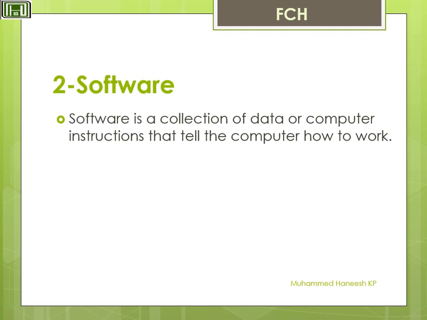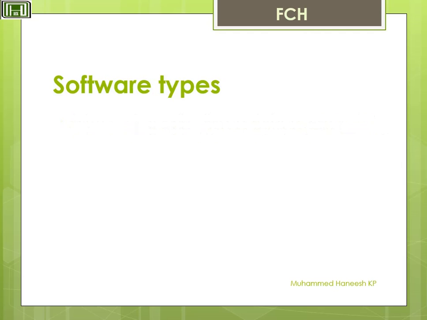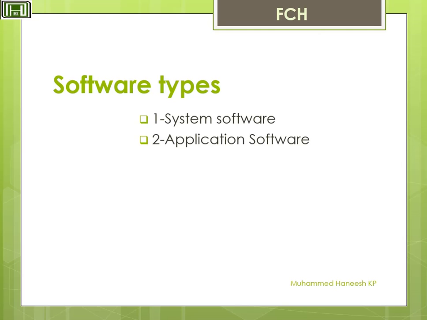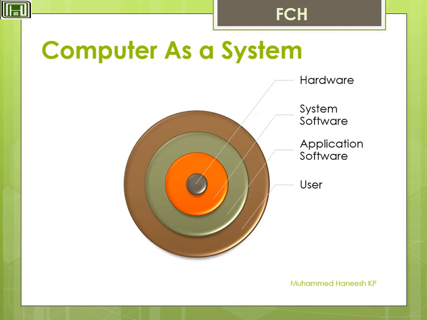Moving to the software, it is a collection of data or computer instructions that tell the computer how to work. It is a collection of programs containing a set of instructions. It can be of two types: system software and application software. As a system, here is the diagram: hardware in the center, then system software, then application software, and they connect to the user.